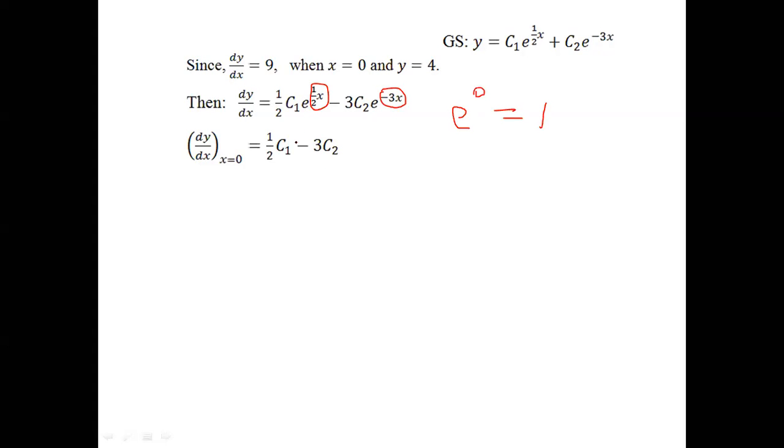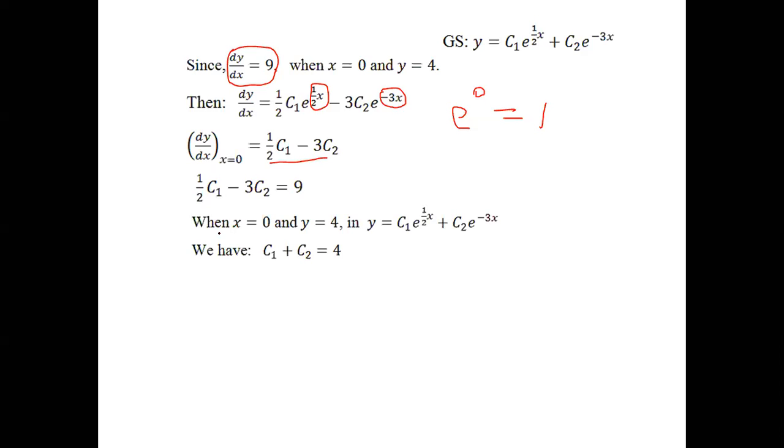So in the end, we'll have dy over dx. When x is 0, it will give us this expression, half c1 minus 3c2. Then this half c1 minus 3c2 is dy over dx. But up here, they are telling us to say dy over dx is equal to 9. So we equate this expression to 9. So this is half c1 minus 3c2 is equal to 9.